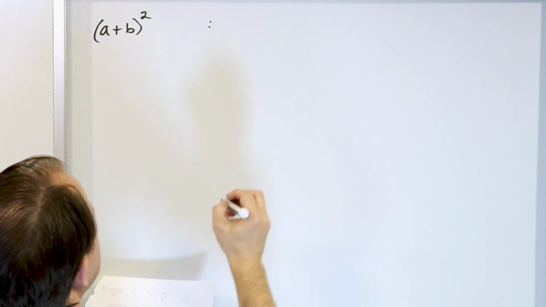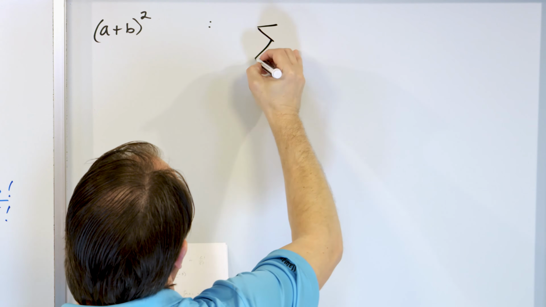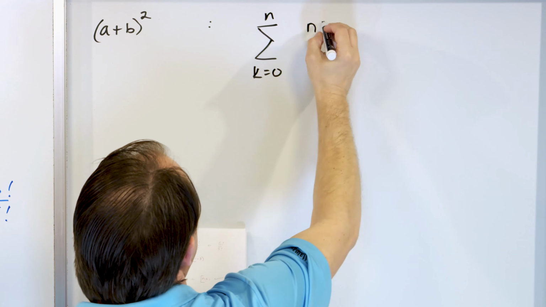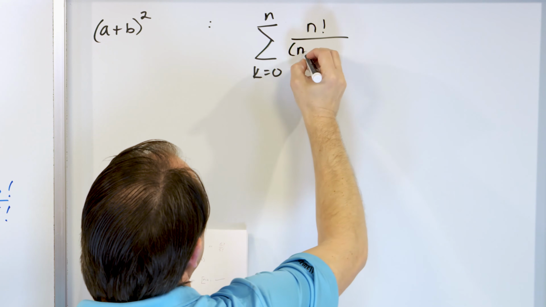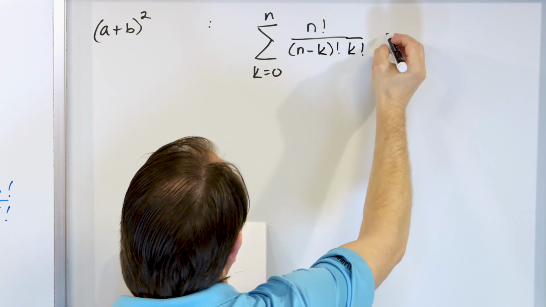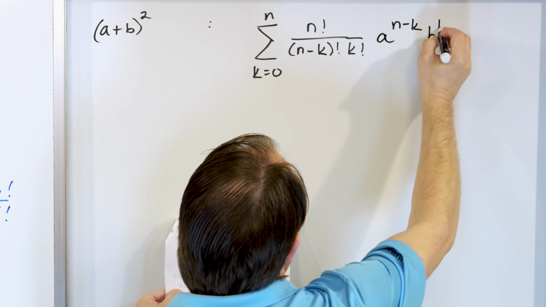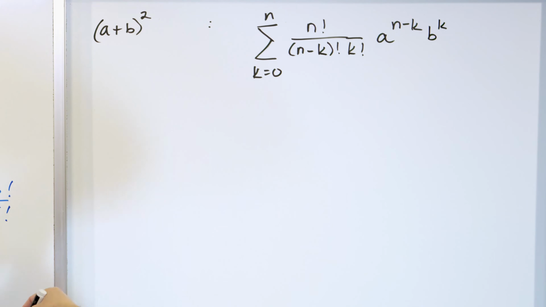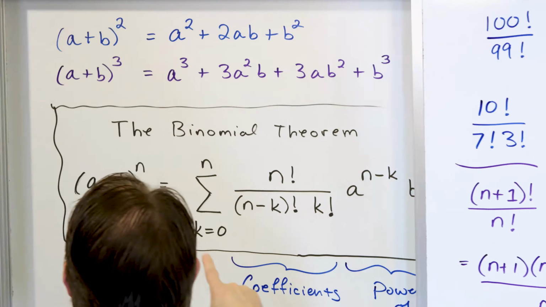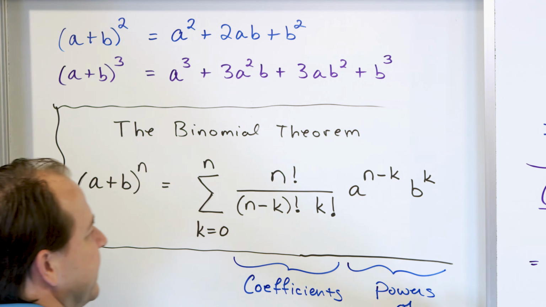Okay, so what is the binomial theorem? You're going to eventually memorize it. Here's what it is. It is the sum from k equals 0 up to n of n factorial over n minus k factorial times k factorial, and then you have a to the n minus k, and then you have b to the k. This is the binomial theorem, but remember, n is just whatever exponent I'm expanding by. That is the number that slides into there.